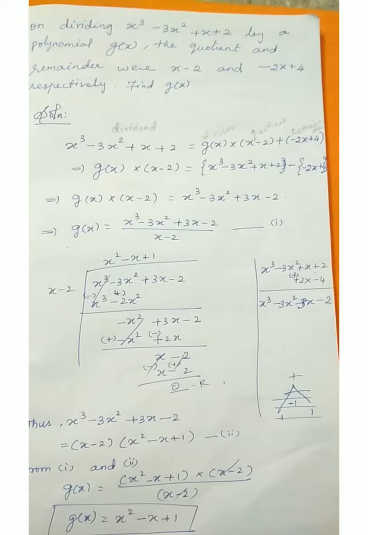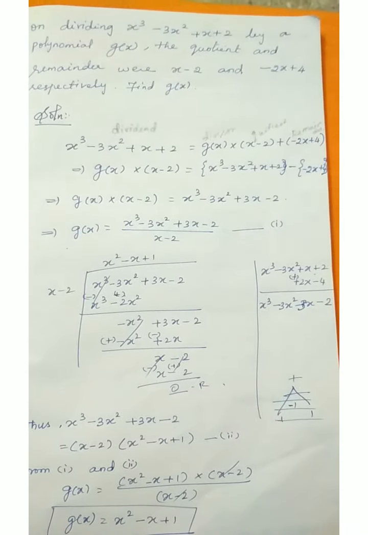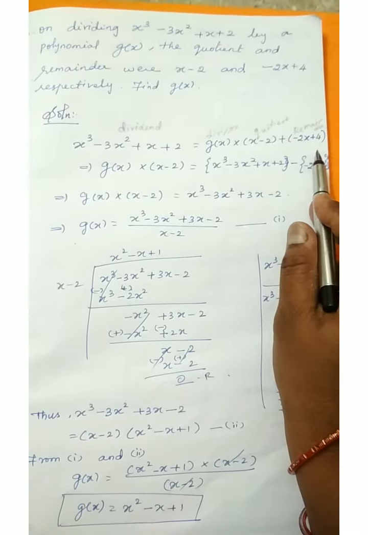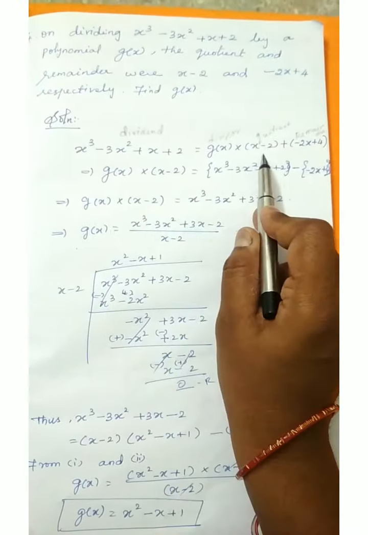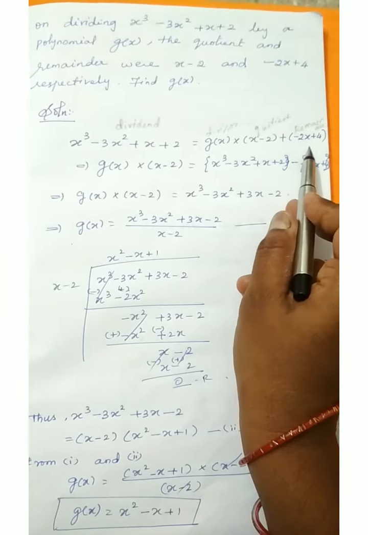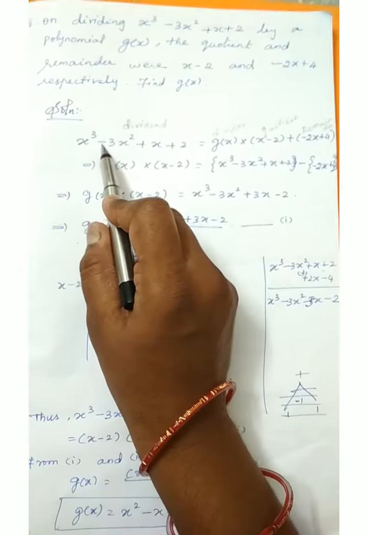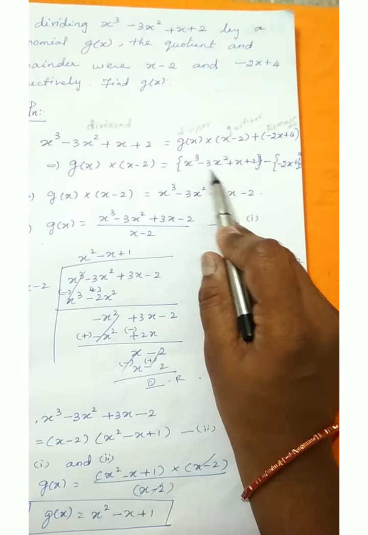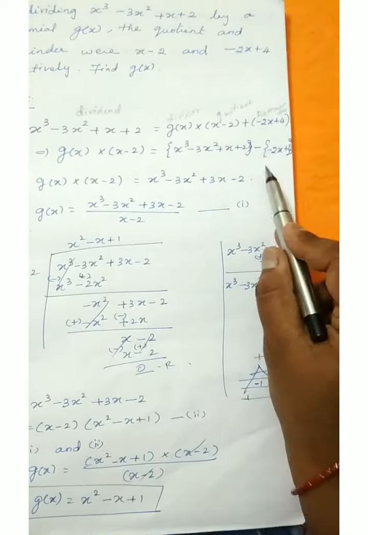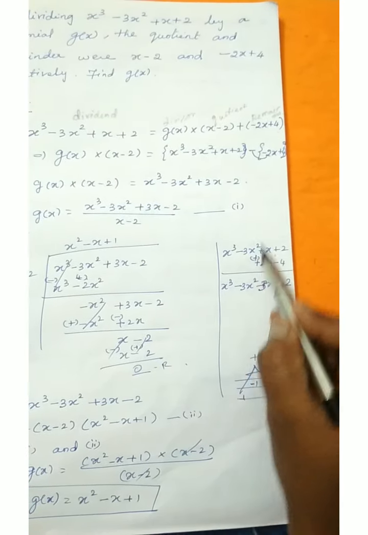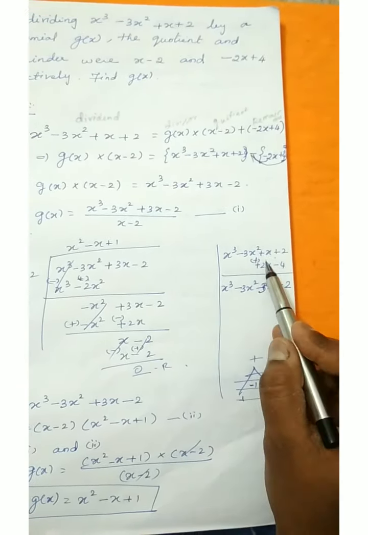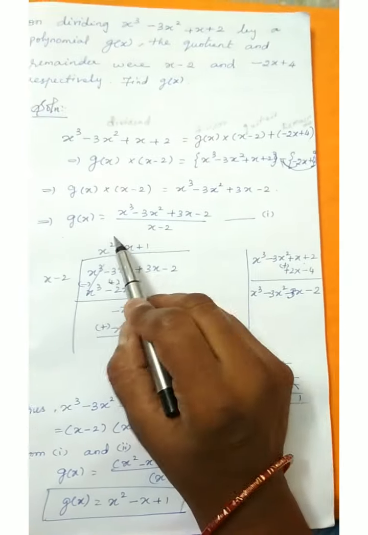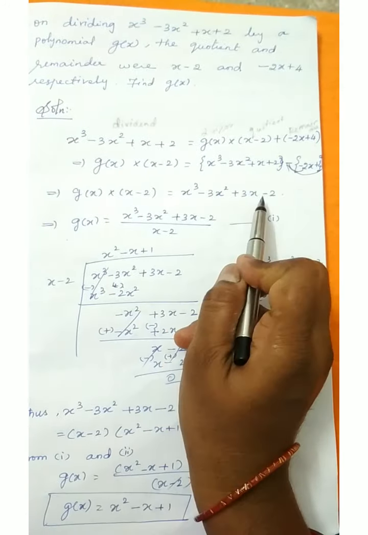So as per the division algorithm we learned in the first lesson, Euclid's lemma: dividend is equal to divisor into quotient plus remainder. So substitute in that. g(x) into (x − 2) you keep here itself. Take this −2x + 4 to this side. When you are taking this, it turns minus. So x³ − 3x² + x + 2 − (−2x + 4): minus minus plus 2x, minus into plus minus 4. So when you are adding this, we are getting x³ − 3x² + 3x − 2. So g(x) is equal to this answer.